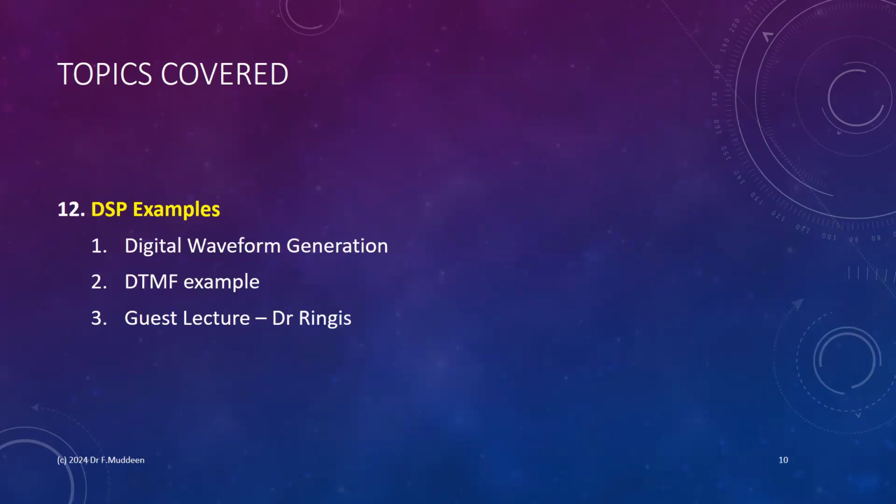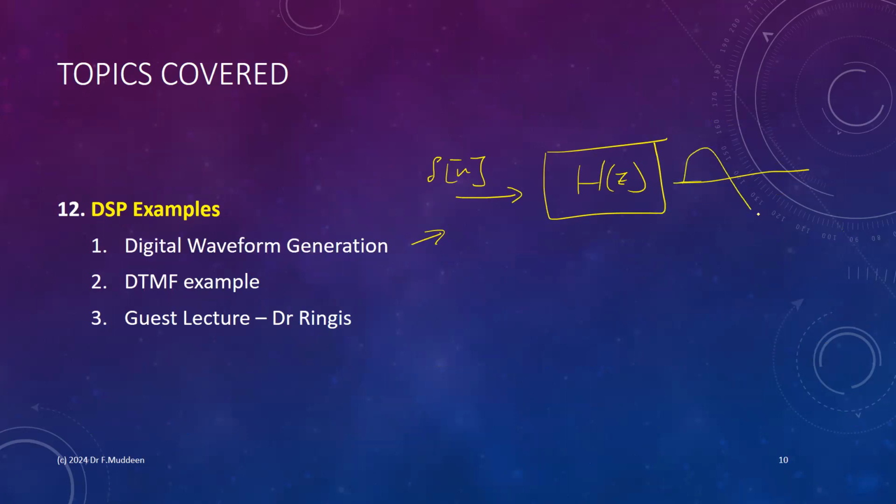Okay. And then the last thing we ended up with were a couple of examples. First on digital waveform generation. And we saw the approach for that is that if I have a system, right, and I put an impulse into the system, if the impulse response of this system is a discrete time version of whatever waveform I want, I can make that work. So all I needed to do was to get an H(z) whose impulse response was a series of samples whose shape was the waveform I wanted.